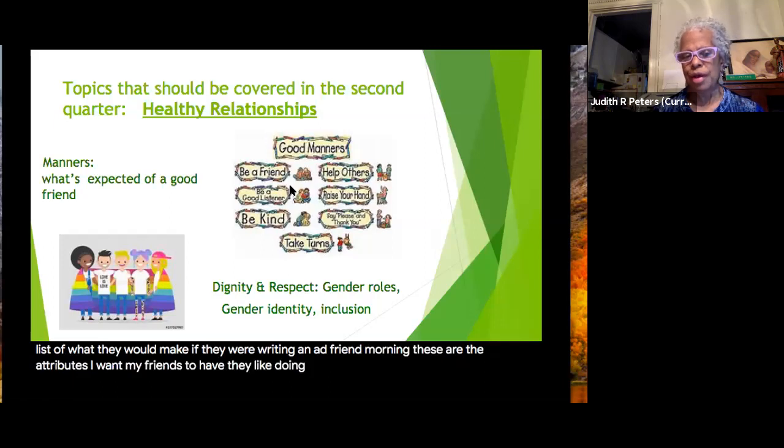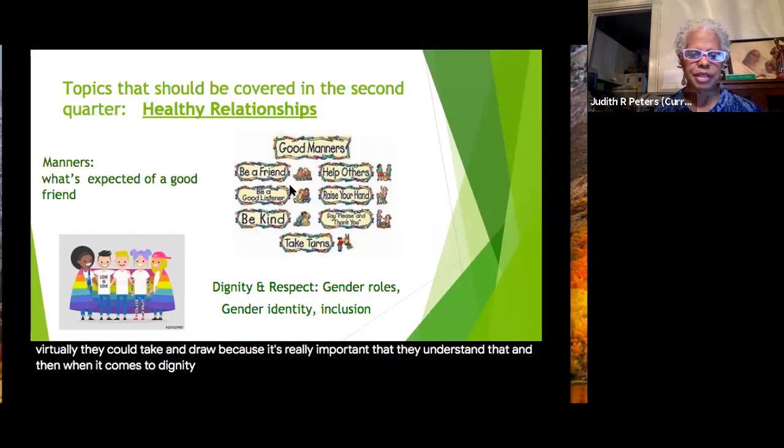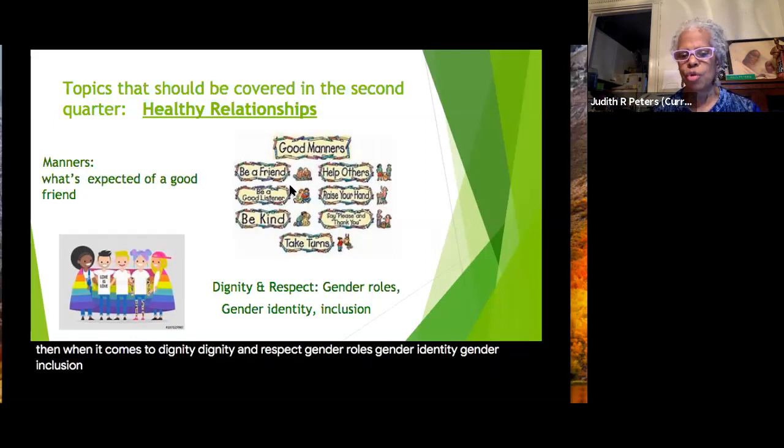They like doing that, and those who can draw virtually, they can draw. Because it's real important that they understand that. And then when it comes to dignity and respect, gender role, gender identity, gender inclusion, more and more of our children understand this.